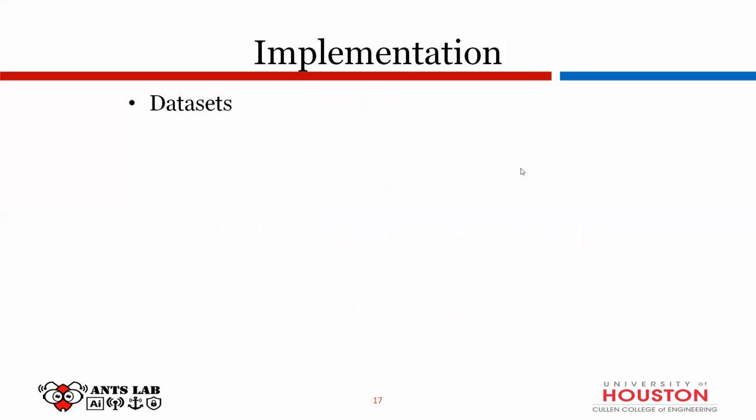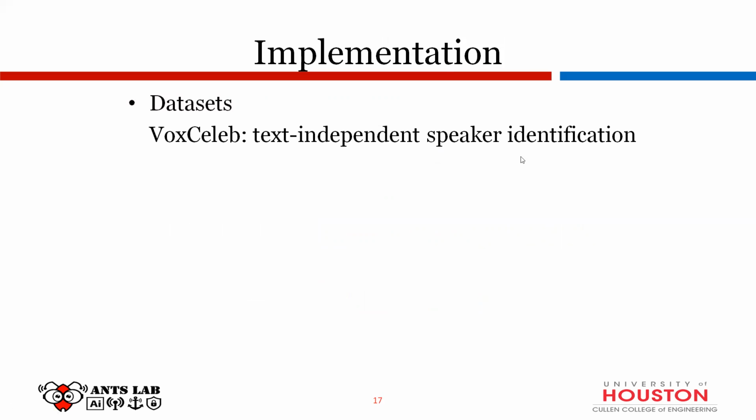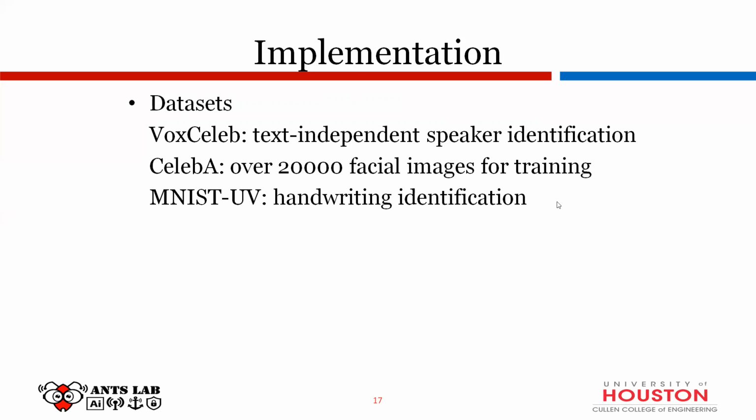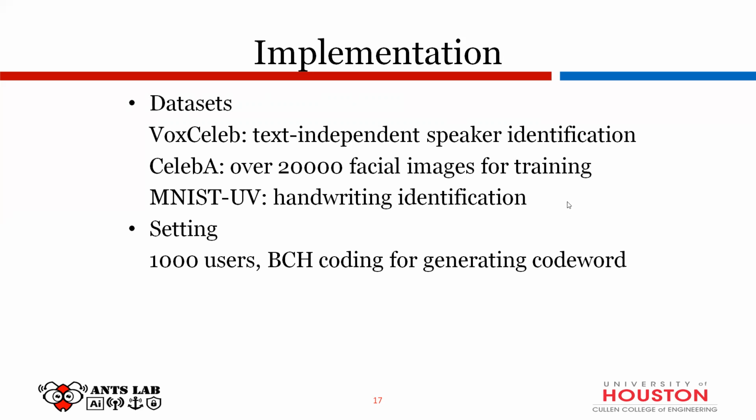And here's the implementation part of it. In this work, they have many different data sets. VoxCeleb is a text-independent speaker identification data set. They have CelebA, which has over 20,000 facial images for training. And they have MNIST user verification, which is the handwriting identification data set. As for the setting, they have 1,000 users, and they choose the BCH coding for generating the code word.